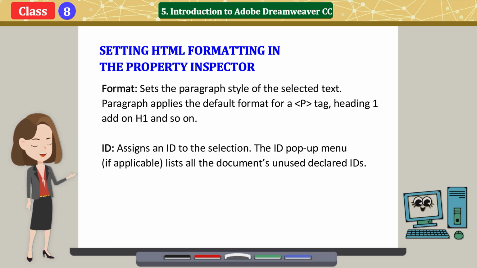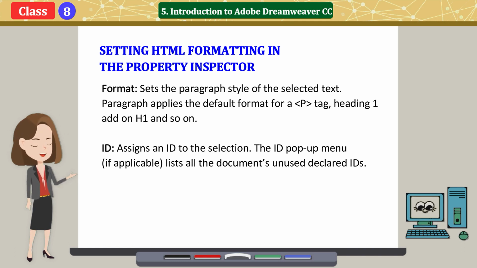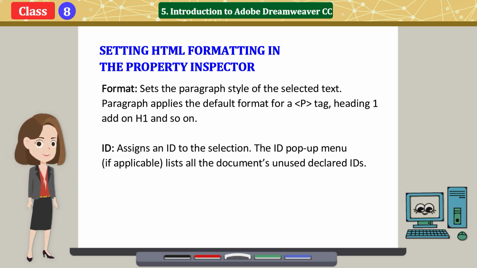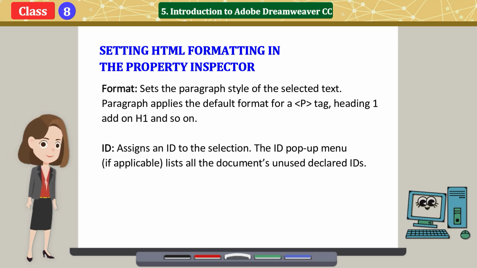Format. Sets the paragraph style of the selected text. Paragraph applies the default format for a tag, Heading 1 adds an H1 tag, and so on. ID. Assigns an ID to the selection. The ID pop-up menu, if applicable, lists all the document's unused declared IDs.